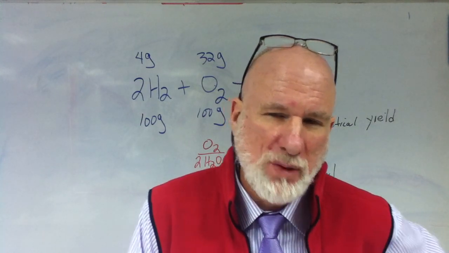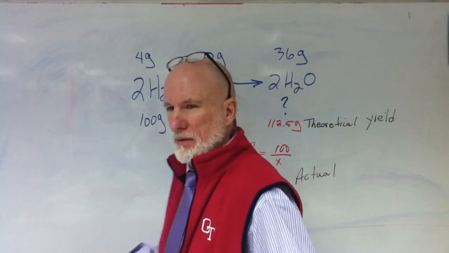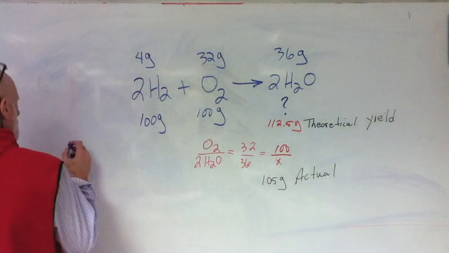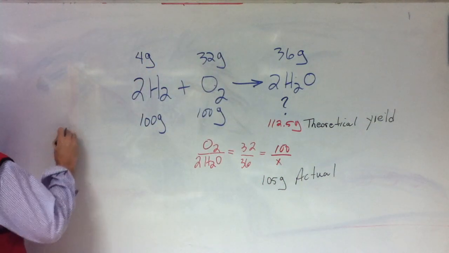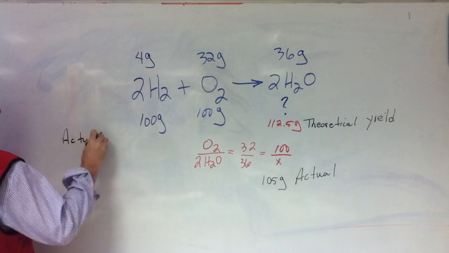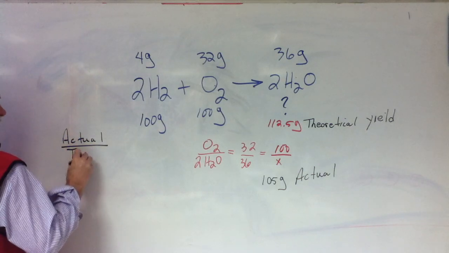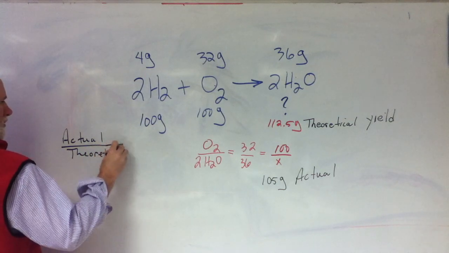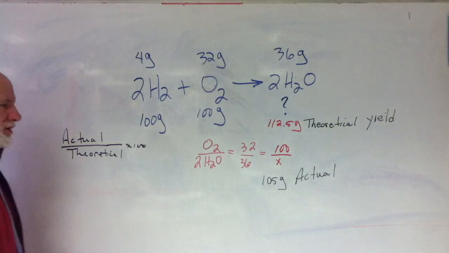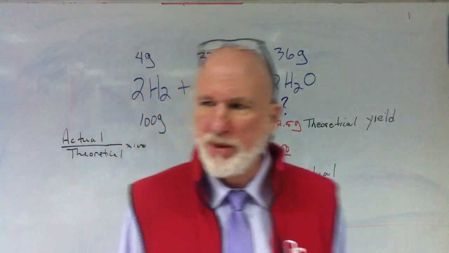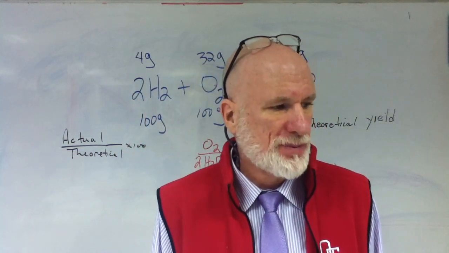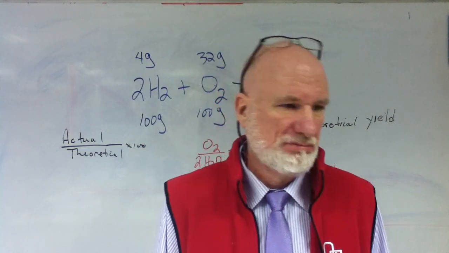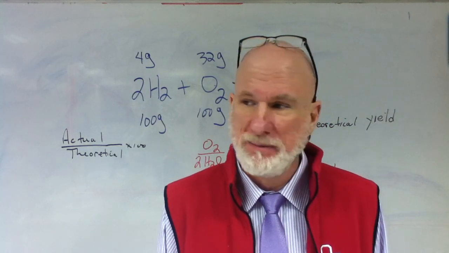What would the percent yield be? It's the actual over the theoretical. So what's 105 over 112.5? 93%. Good. So 93% yield. Not bad. Pretty good.